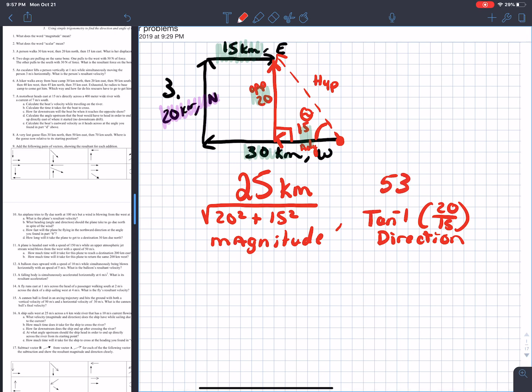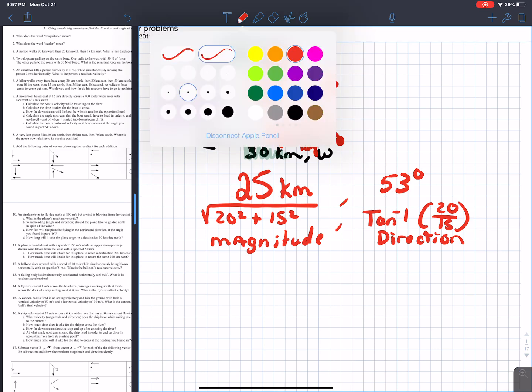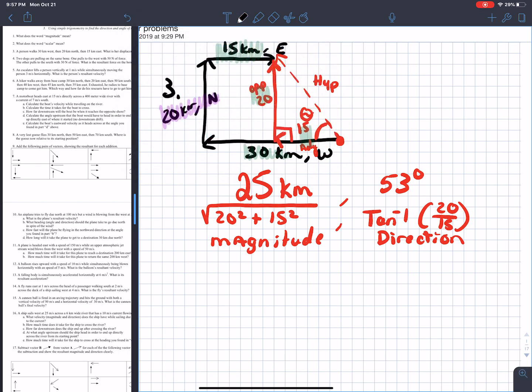So we have a 53-degree angle, but we can't just leave it as that, because what happens if we had drawn our diagram a little differently? What happens if we would have started with the 15 to the east, and then we did the 20 north, and then we did the 30 like this? What would you end up with? We'd have still the exact same vector, the exact same resultant, but the angle that we would be describing, if we had everything drawn the same, would be the complementary angle to the previous.